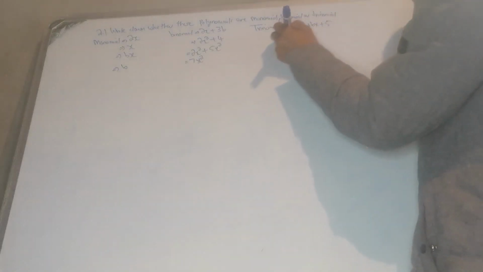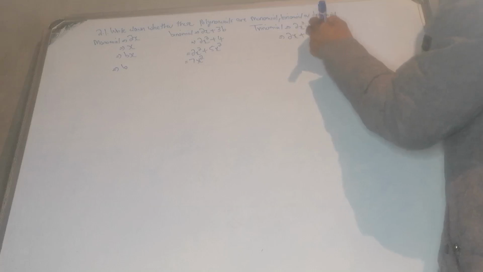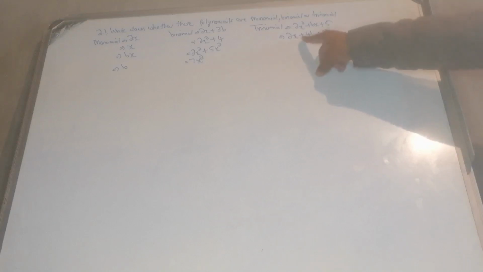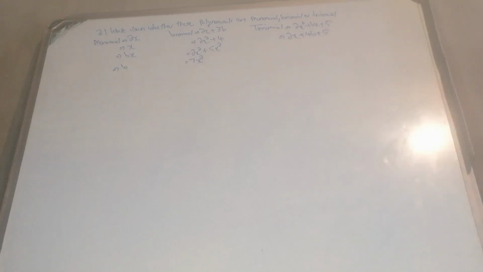For another example, 2x plus 4b plus 5. This is a trinomial. I cannot add x with b. I cannot add b with a constant number of 5. They are trinomials, three terms that you cannot add as one.